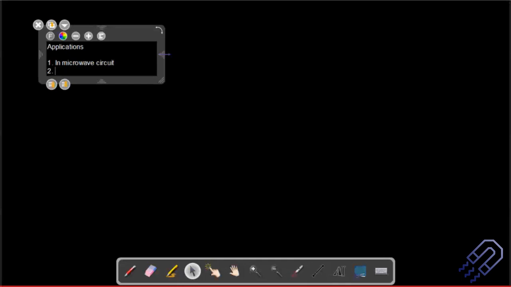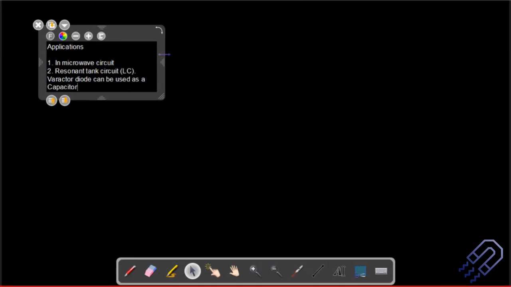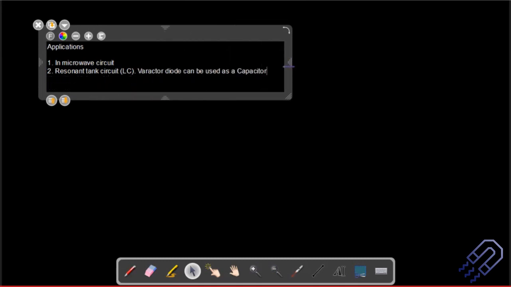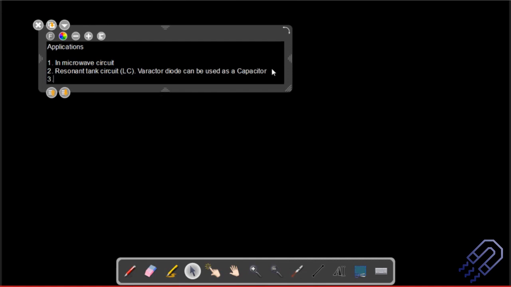So that is why it can also be used in something like a resonant tank circuit. A tank circuit is nothing but an LC circuit, and this is something you might have already studied in your degree. In the tank circuit also, if you want a capacitor, this varactor diode can play the role of a capacitor. So this varactor diode can be used as a capacitor in a tank circuit, okay. So that is also important.